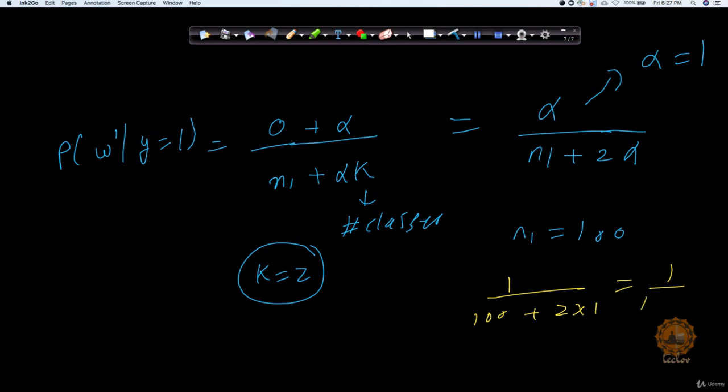So what I got is 1 divided by 102. Now, if you look at this, this value is definitely not 0, right? This is going to be a small number, but it's not 0.